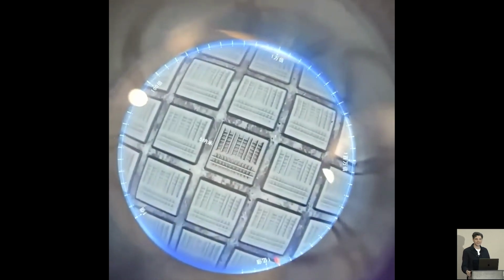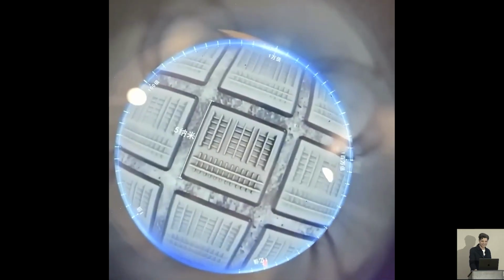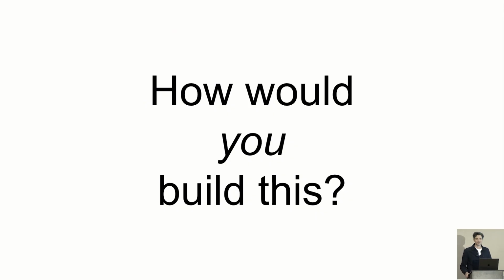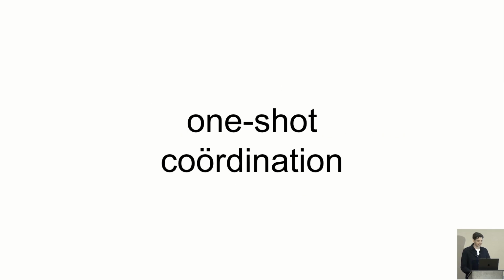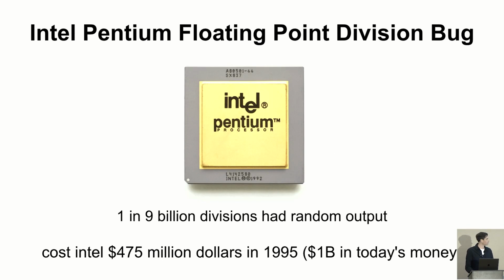And so now I have to ask, how would you build this? How would you build that thing? And for clarity, the task we're talking about is you need to coordinate tens of billions of transistors with no bugs. And this is a one-shot coordination problem.